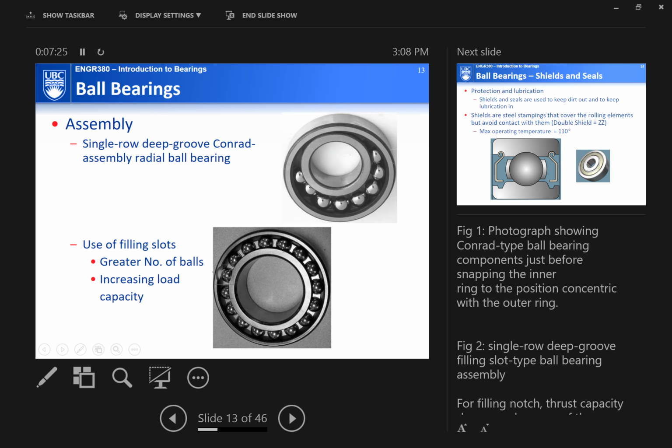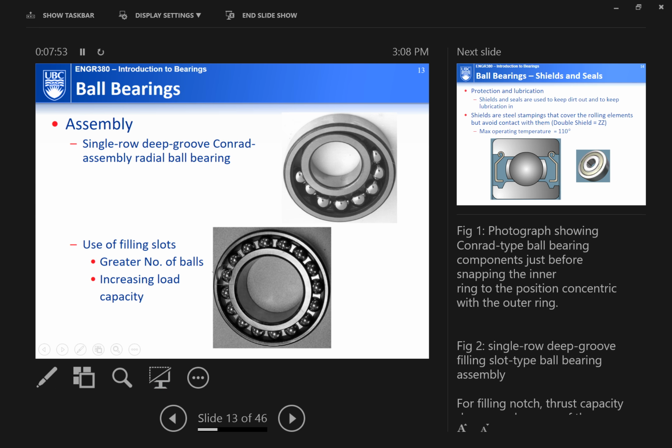For this type of bearing, there are two different ways to assemble it. The first one here is called the Conrad assembly. What you do essentially is move the inner ring away from the center, and then you put in as many balls as possible, and then you squeeze the ring back to the center. Then all the balls will be evenly distributed in the raceways. Okay, so that's called the Conrad assembly.